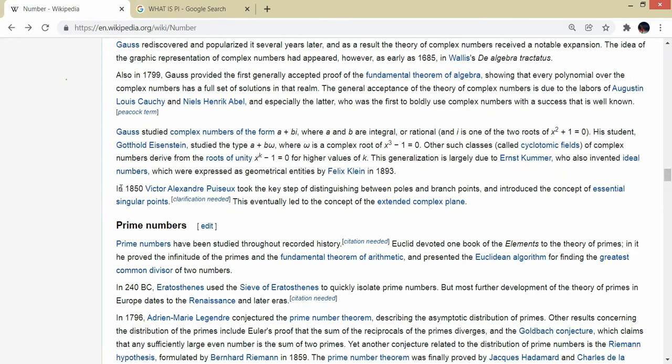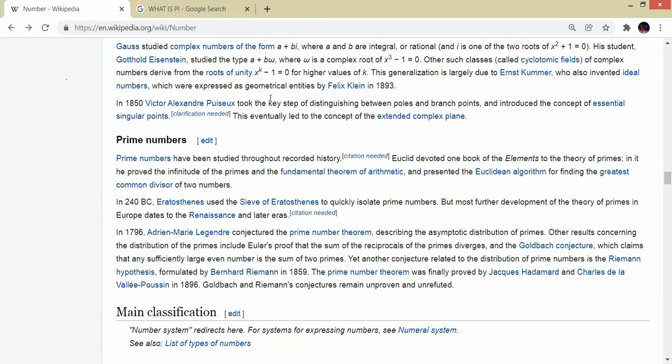Similarly, these are expressions related to complex numbers, so we will discuss them in a separate lecture.